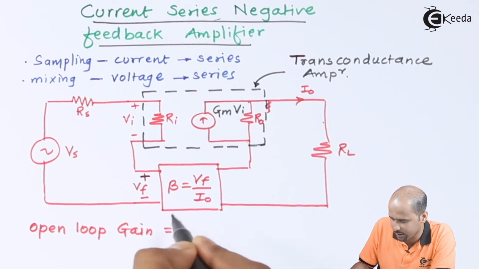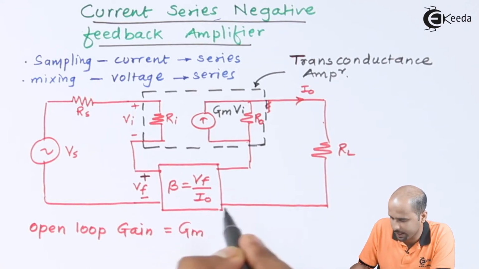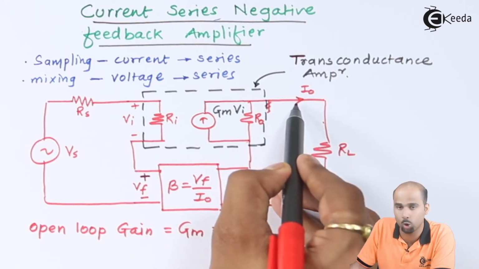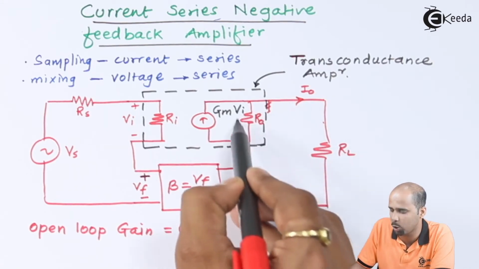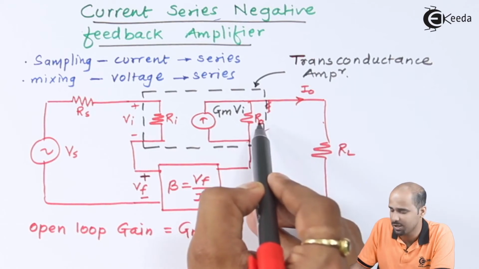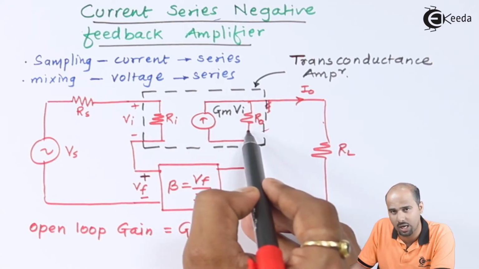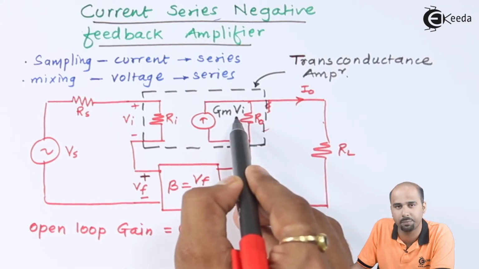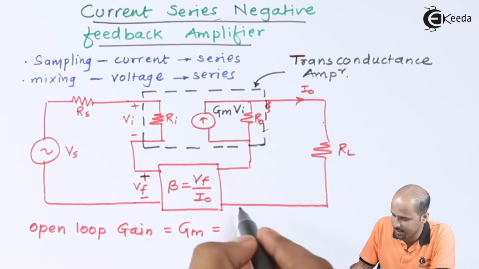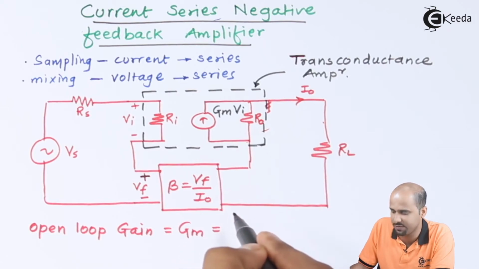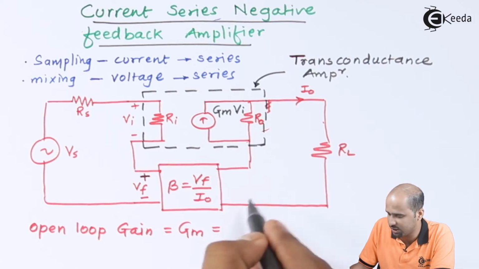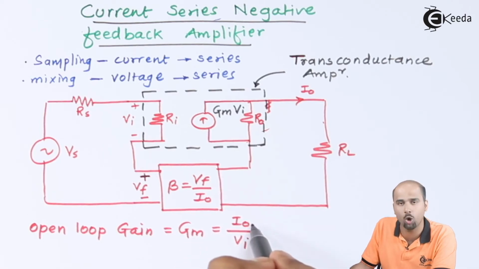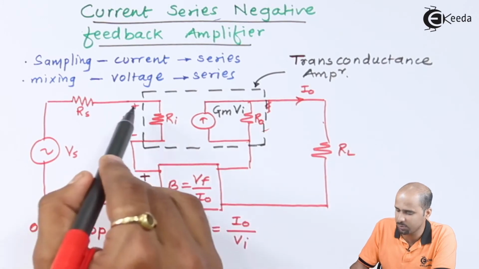Here, for the transconductance open loop gain, I will consider it as GM. GM is nothing but the value of IO. As we have said that RO is very high, so current will not flow through this RO. I can say IO is the same as the current GM into VI. So GM into VI is equal to IO, then GM will become IO divided by VI, and that is nothing but the output current to the input voltage.